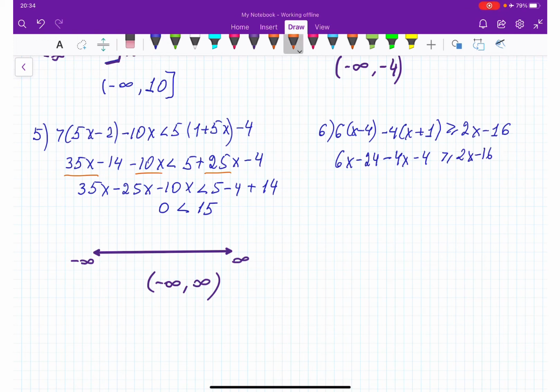Like terms, 1, 2, 3, and then negative 24, negative 4, negative 16. Okay, let's combine. We get 6x minus 4x and minus 2x greater or equal. So negative 24 moving over, it's going to be positive 24 plus 4, and minus 16, negative 16 is already on its side and doesn't move anywhere, therefore we don't change the sign. Okay.